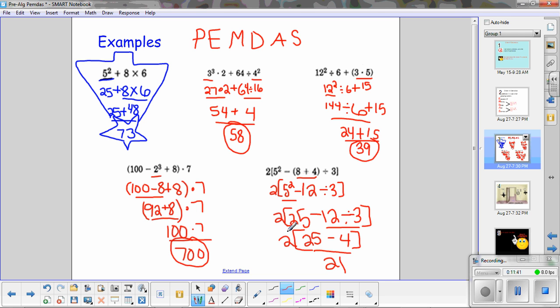And when we have a number right next to the parenthesis, that means to multiply whatever's in the parenthesis here by 2. So this is really 2 times 21. 2 times 21 is 42.